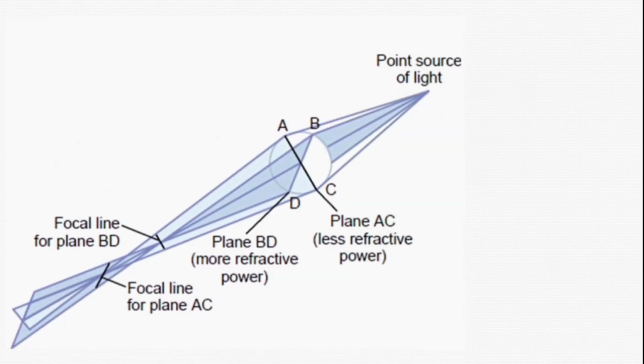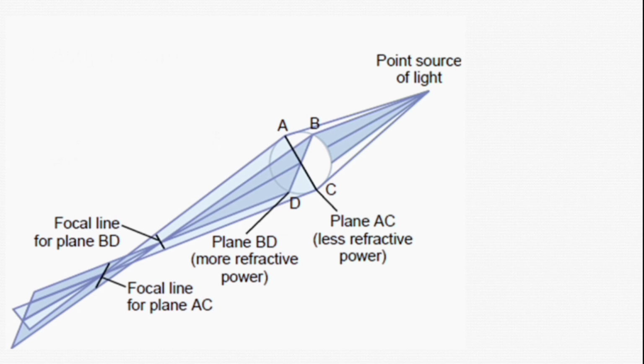Here you can see a picture of the cornea, in which there are two planes. One plane is AC and the other plane is BD. The plane AC has less refractive power, so it focuses the light rays distantly at this point. This is the focal point for plane AC. Then another plane BD exists in the cornea, which is not like the AC plane. This BD plane has more refractive power, so it bends the light rays close to the cornea at this point. So this is the focal point for plane BD.